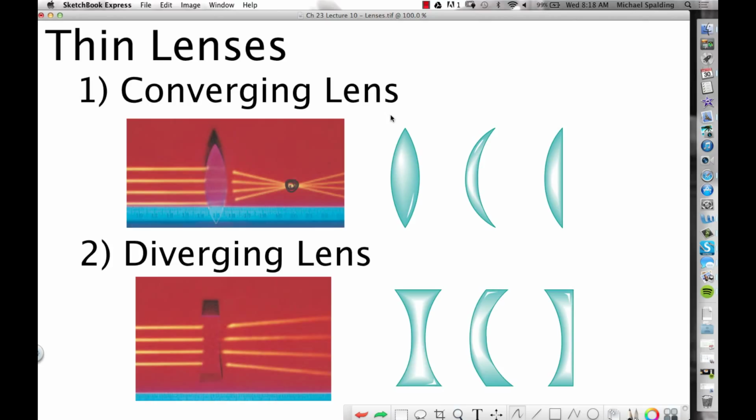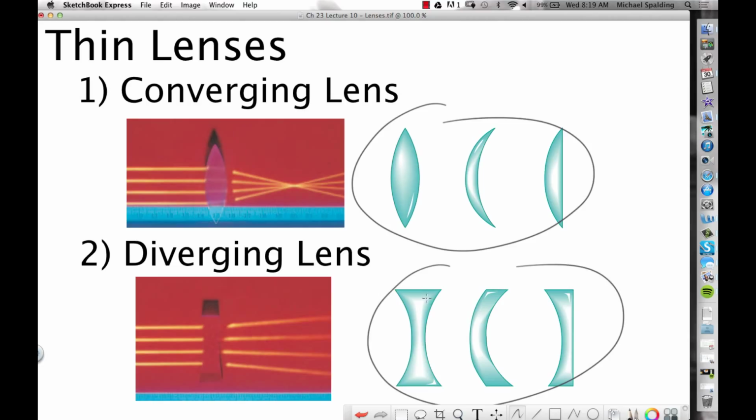Diverging lenses get their name because when parallel light rays hit a diverging lens, the light rays diverge. Now, you've probably seen on the practice AP exams questions that look like this. Raise your hand if that looks familiar to you. Yeah, they like to ask this.